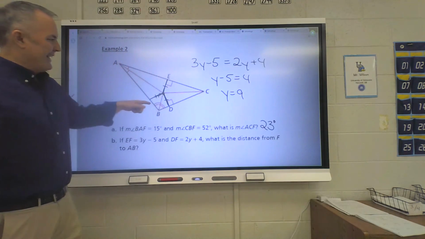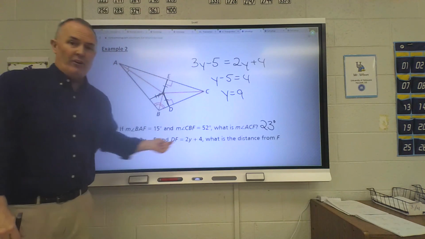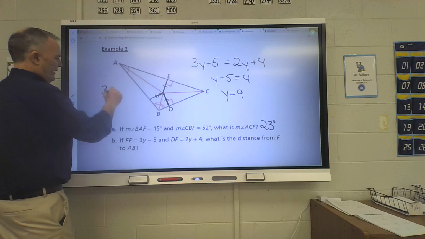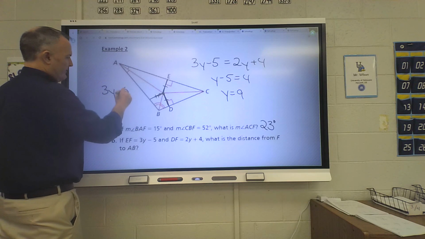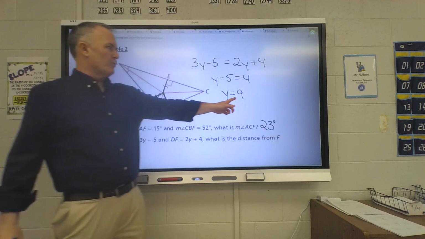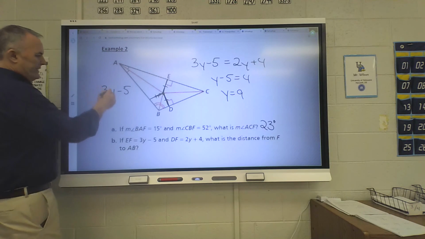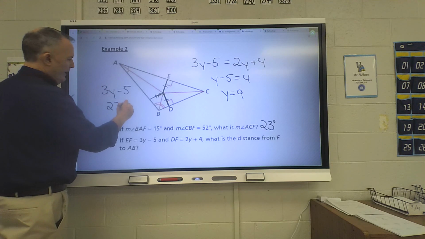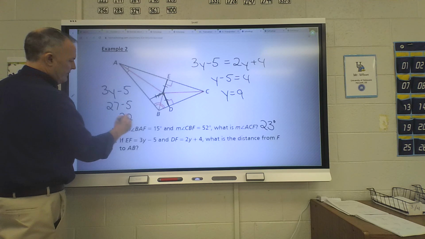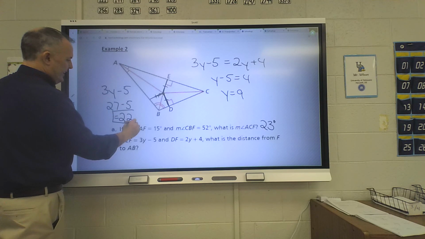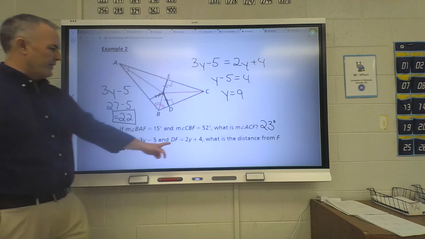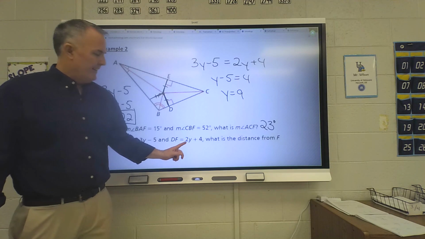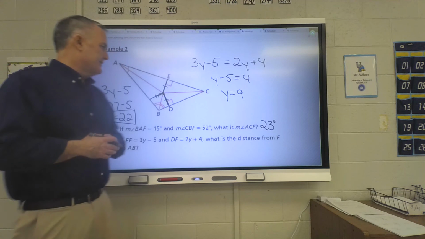And once again, all we need is a distance. We can use either expression. So I guess let's use 3y minus 5. I already know what y is. Y is 9. So 3 times 9 would be 27, minus 5 is 22. So the distance there will be 22. You can even check your work by doing the other one. So 2 times 9 would be 18, plus 4 is, once again, 22.